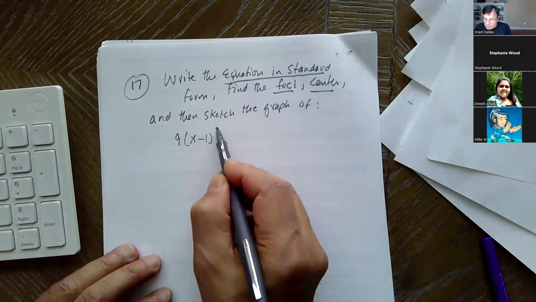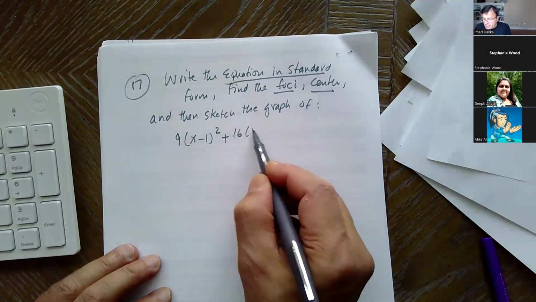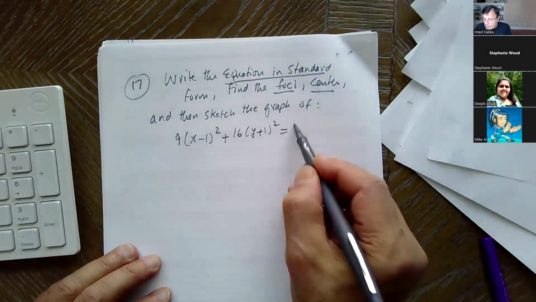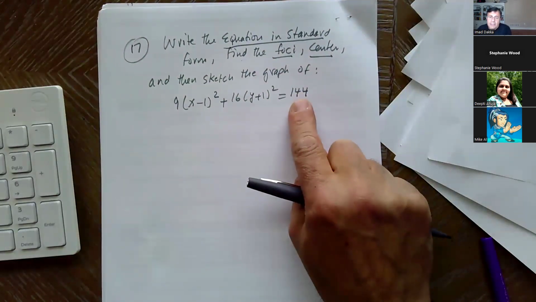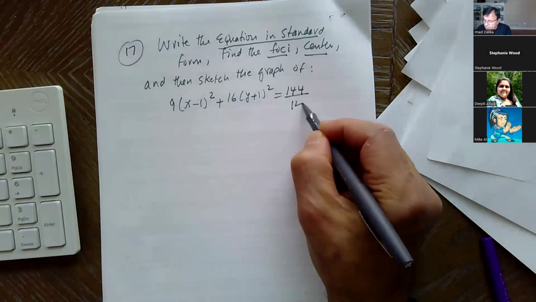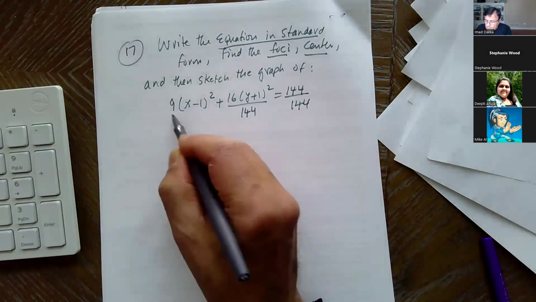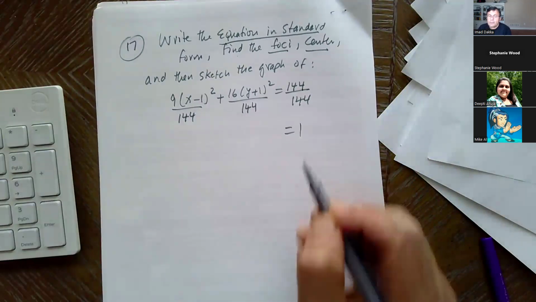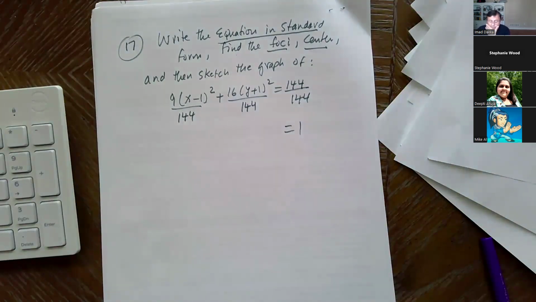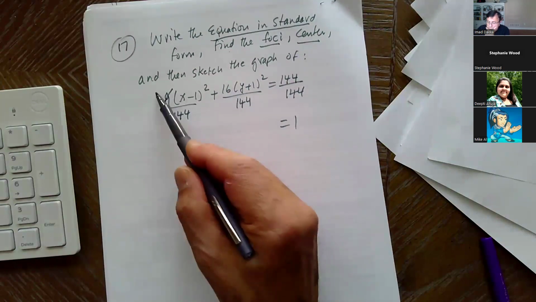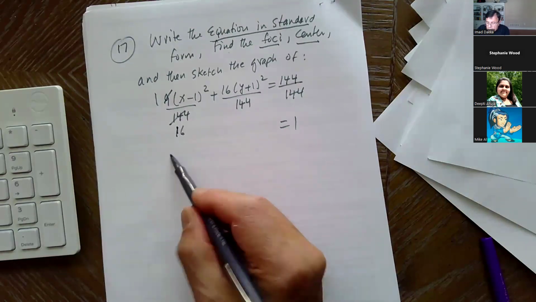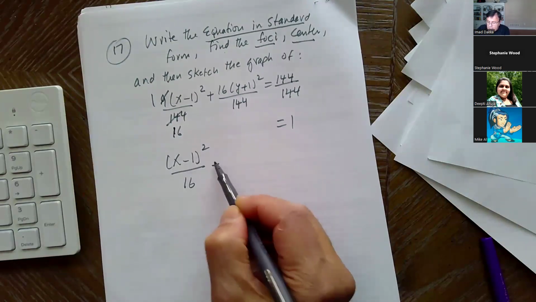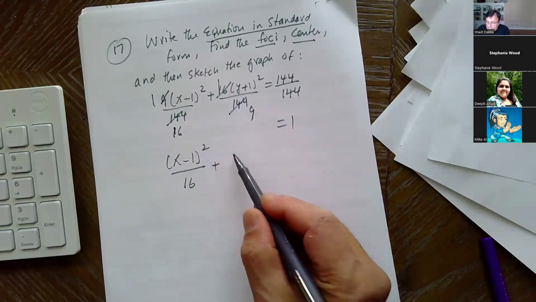9 times x minus 1 squared plus 16 times y plus 1 squared equals 144. So in order to write this equation in standard form, we need to have a 1 on the right side. And to get a 1 on the right side, we got to divide by 144. And if we divide by 144, we can reduce the 9 with the 144. So x minus 1 squared over 16. 16 goes into 144 9 times.